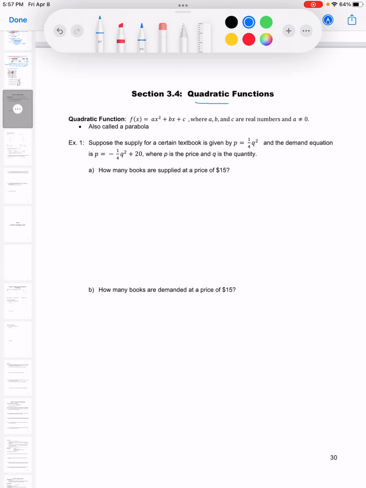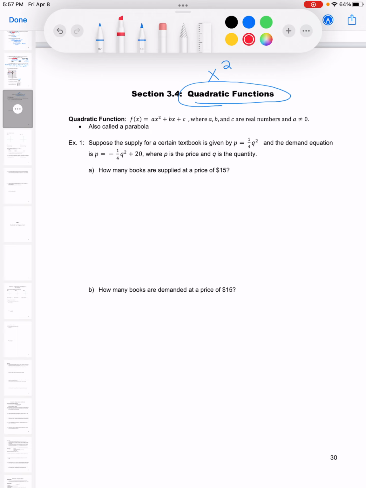In this section, we're going to look at quadratic functions. Quadratic functions are equations that have x squared as their highest exponent. They have to have x squared. They might also have x. They might also have a plain number, but nothing higher than x squared, and you have to have at least that x squared in it as well.